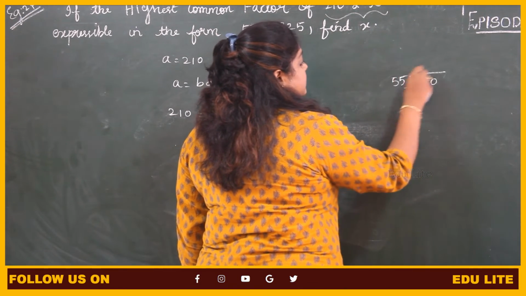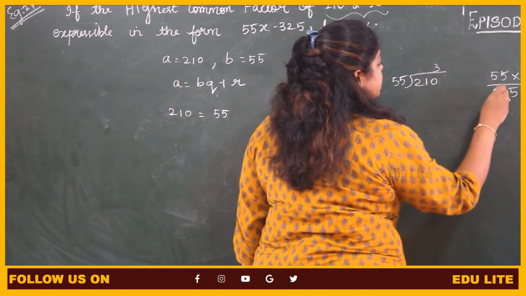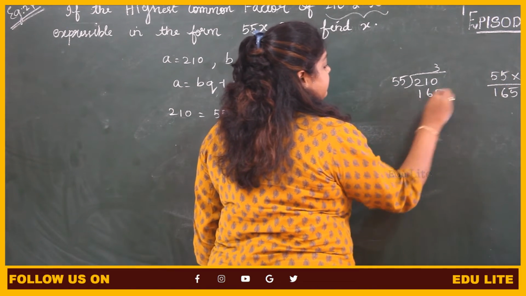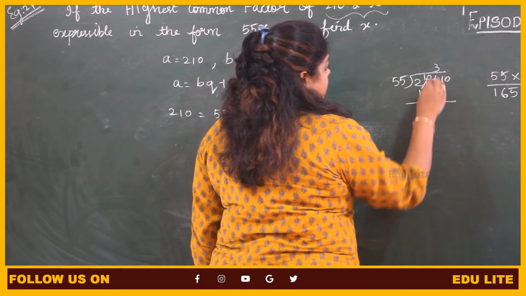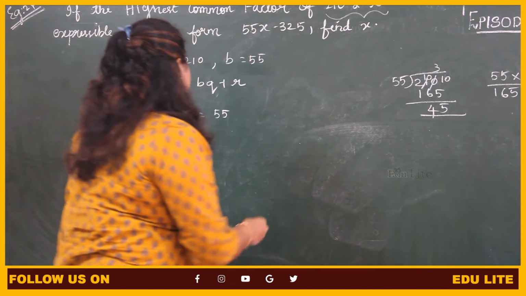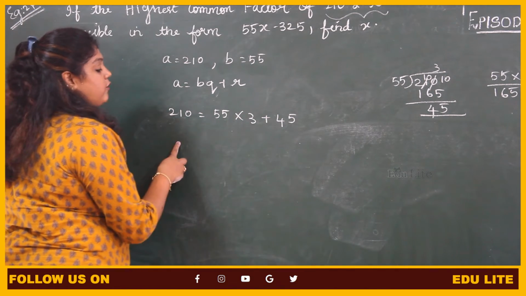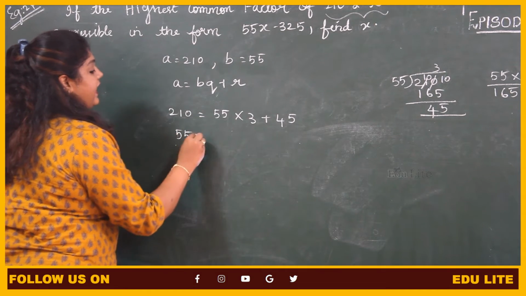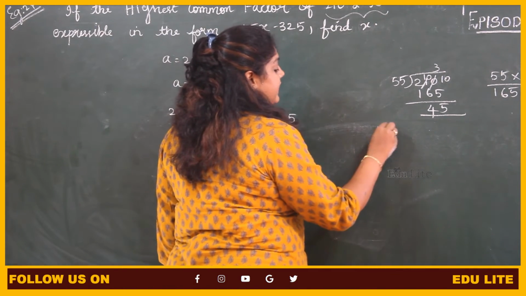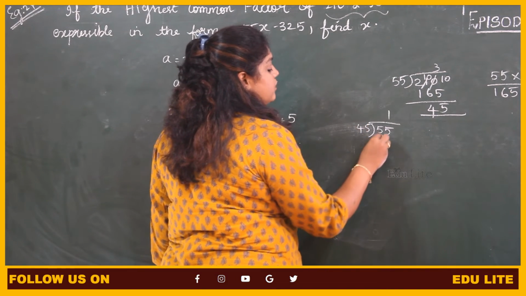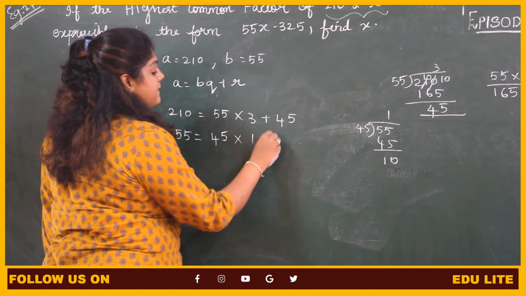I will choose 55 into 3, 165, 210 minus 165, 45. So 55 into 3 plus 45. Now the remainder is not 0. Next step, 55 will become the dividend and 45 will become the divisor. Now again we have to divide 55 by 45. Choosing 1, 45, remainder 10. So 45 into 1 plus 10.